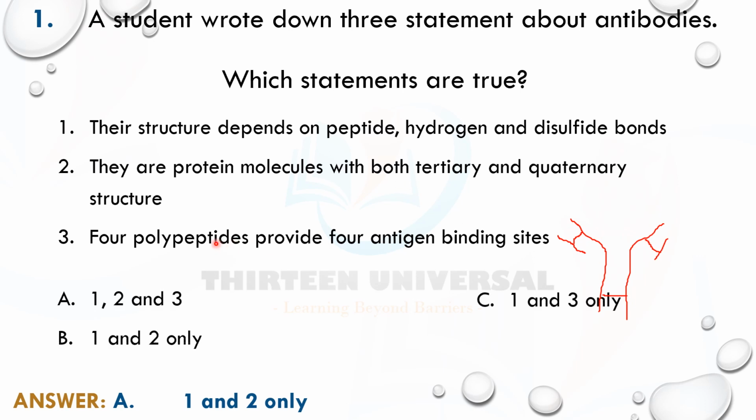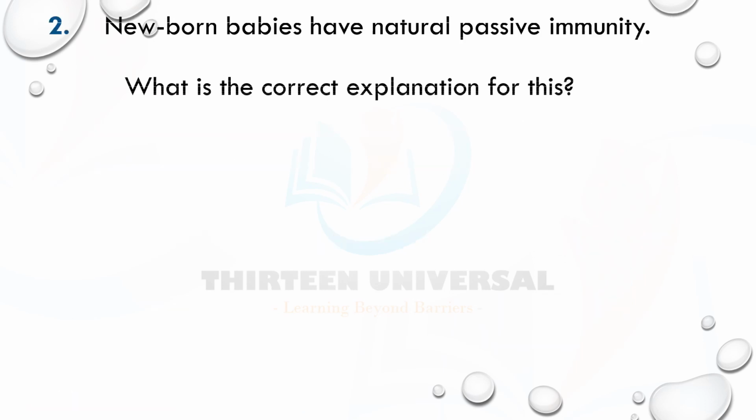So we have seen the answer. The answer is not A, it is 1 and 2, which is B. This is wrong. This is 1 and 2. 3 is wrong. There are only two antigen binding sites. Please take note. Now, newborn babies have natural passive immunity.